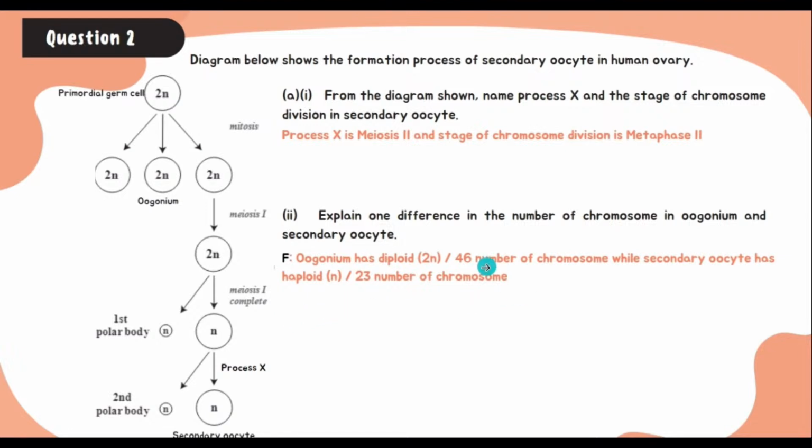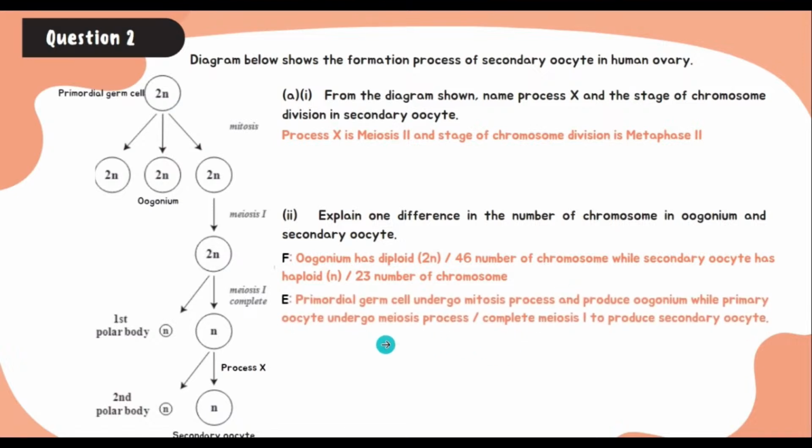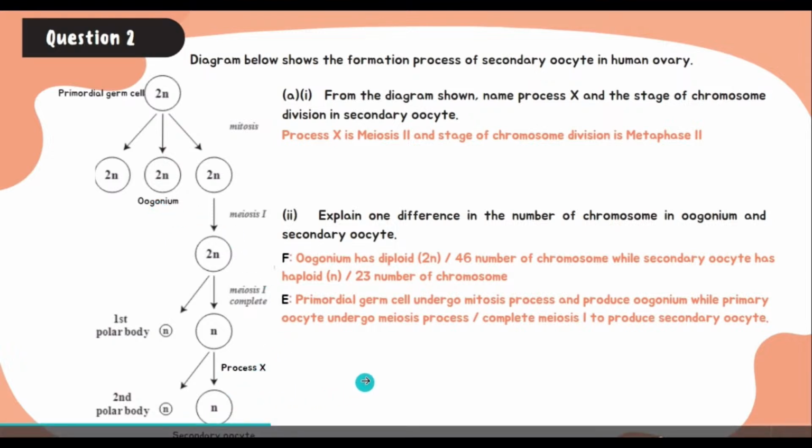Okay, second answer for this one: why I give the oogonium has 46 chromosomes while the secondary oocyte has 23 chromosomes, because the question also states this is a human ovary. So 46 is the diploid number of chromosomes in humans, and 23 is the haploid number of chromosomes in humans. So these answers are also accepted. Okay, now we have the difference. Next, for the second mark, you need to explain the difference, by explaining why the oogonium is diploid and why the secondary oocyte is haploid.